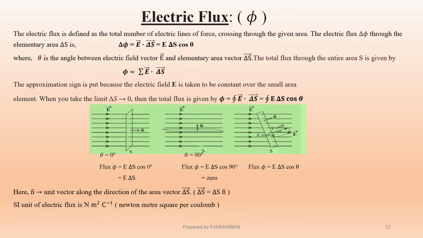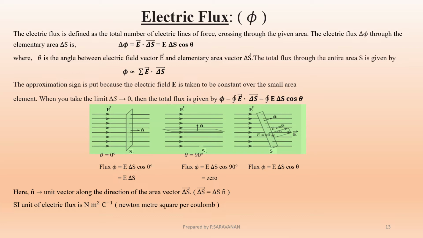Now you see the first picture once again. The electric field vector is along the x-axis and the area vector, which is represented by n cap, is also along the x-axis. So what should be the value of theta? Good. Theta equal to 0 degree. As a result, what should be the flux phi equal to? It is E delta S cos 0. Since cos 0 is equal to 1, the flux phi equal to E into delta S.